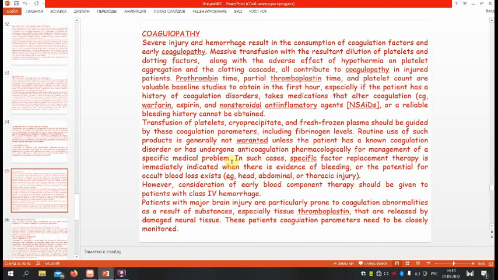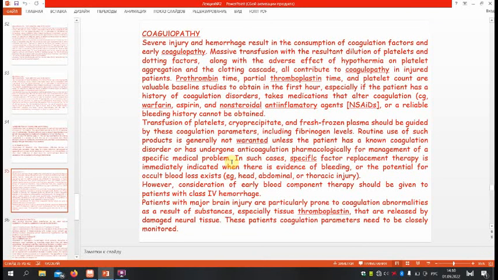Routine use of such products is generally not warranted unless the patient has a known coagulation disorder or has undergone anticoagulation pharmacologically for management of a specific medical problem. In such cases, specific factor replacement therapy is immediately indicated when there is evidence of bleeding or the potential for acute blood loss exists, for example, head, abdominal, or thoracic injury. However, consideration of early blood component therapy should be given to patients with class 4 hemorrhage.